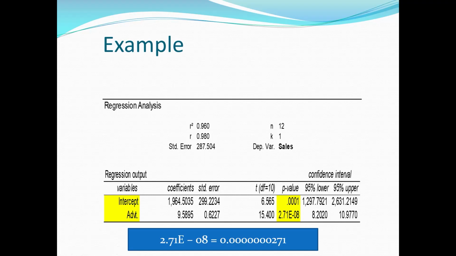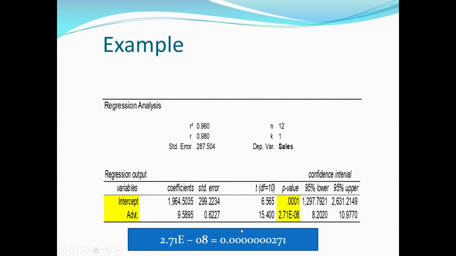When the p-value is less than 0.05, so it is much less than 0.05, we say that this alpha, 1964, is applicable to the population also. But what is the value of alpha in the population? The value of alpha in the sample is 1964. What is the value of alpha in the population? We have to estimate it between a lower limit and an upper limit.